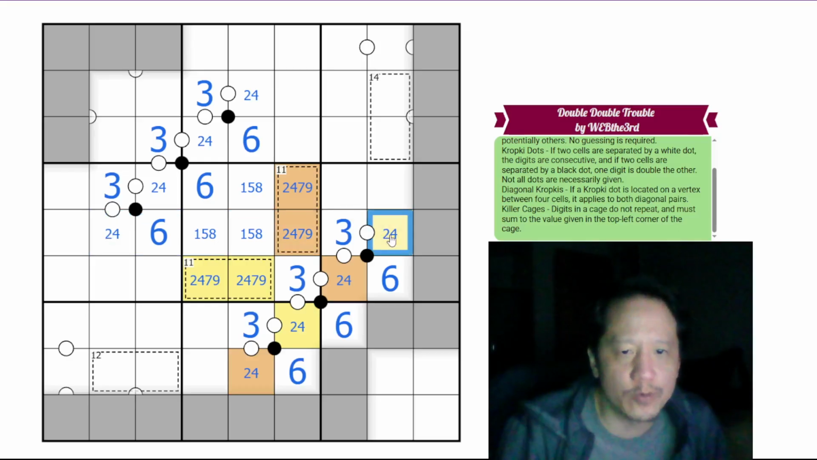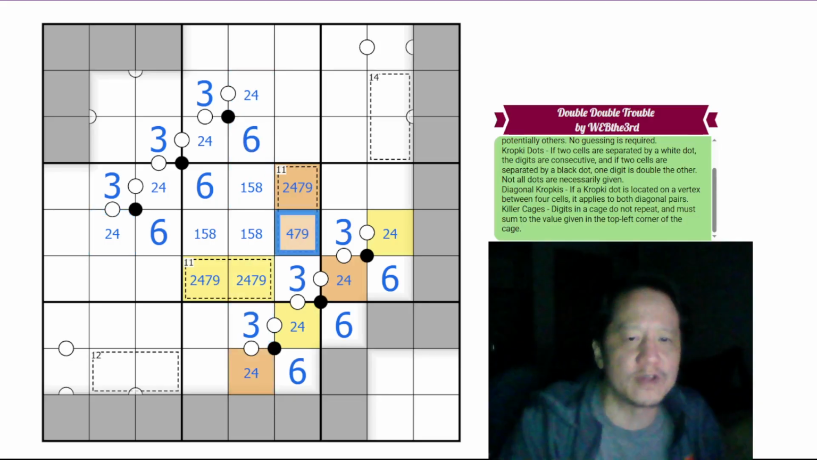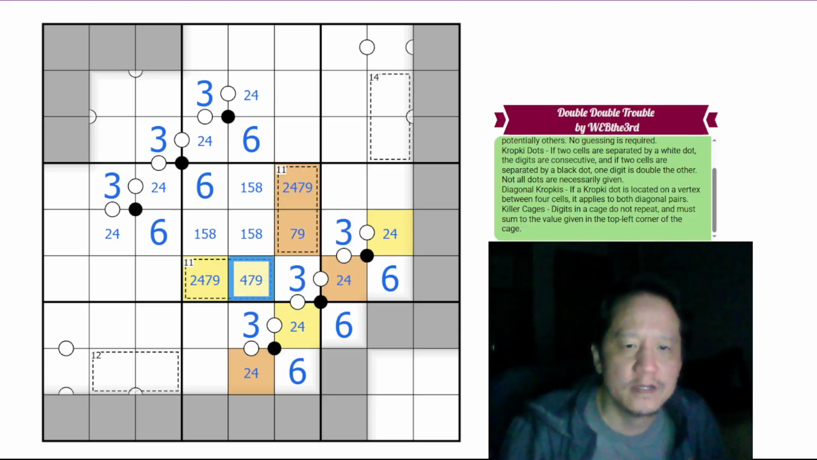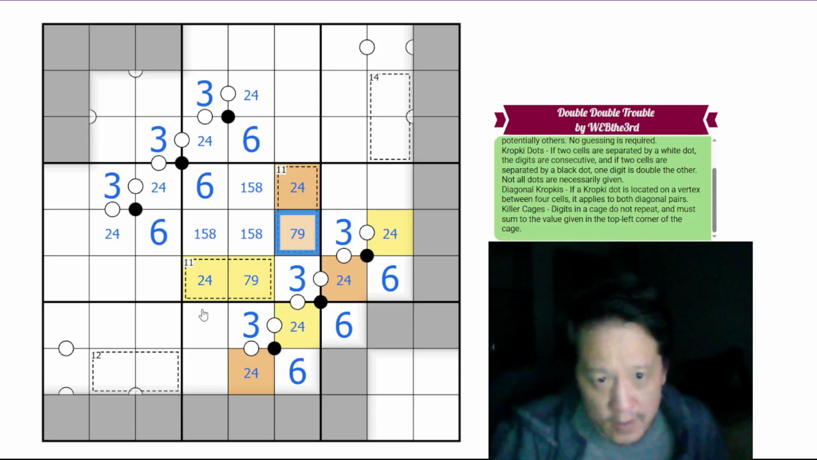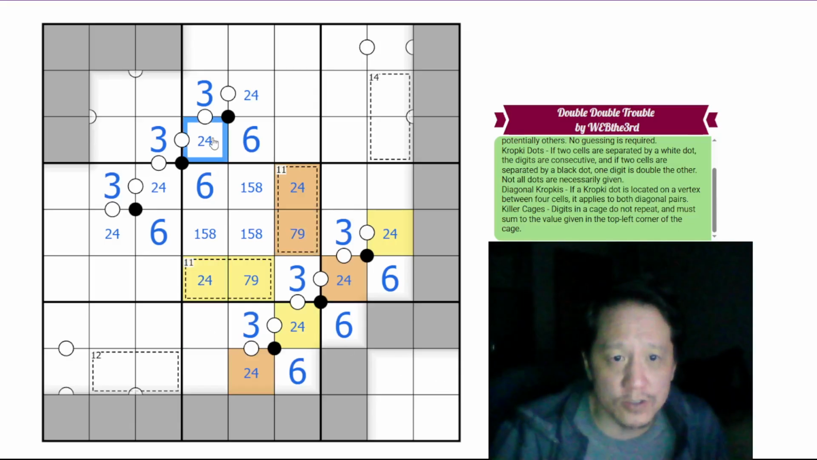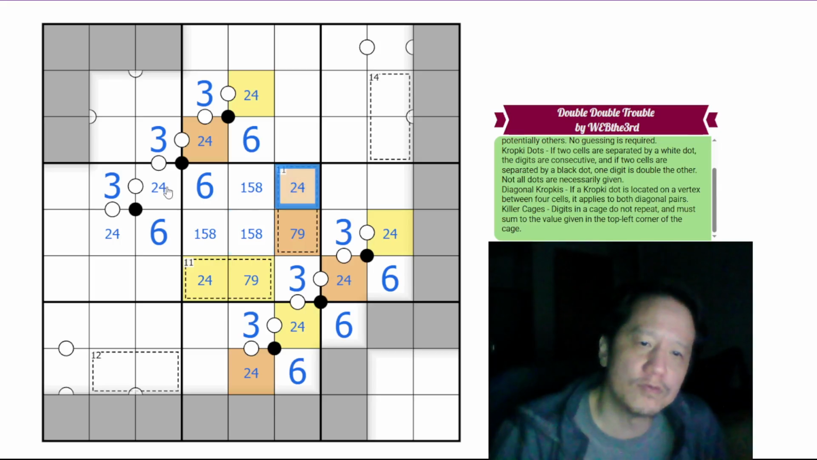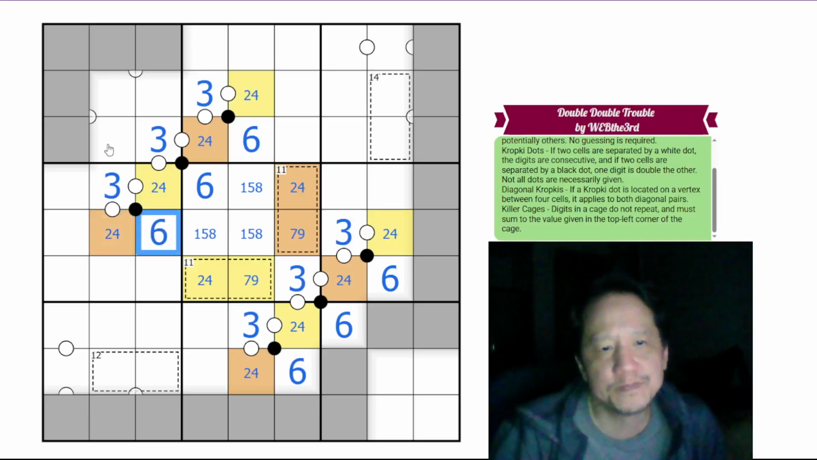This is a 2-4 pair, though, in row 5 and column 5. That eliminates 2 and 4 in the rest of the column. So this is 7, 9. This is 7, 9, which means this is 2 and 4, and this is 2 and 4. So this is red, yellow 2, 4, which makes this orange 2, 4, which makes this yellow 2, 4. This orange 2, 4 makes this yellow 2, 4, and this is orange 2, 4.